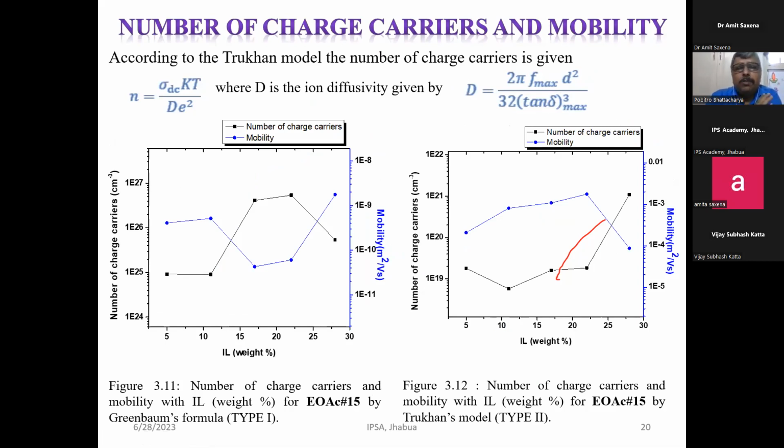The broad difference between Trukhan's model and the Schütt and Gerdes model is that in one case, the number of charge carriers may go beyond the Avogadro's number. This is something which is physically not acceptable, because if the number N is going beyond the Avogadro's number, it effectively means that the charges are even outside the matrix, which is not feasible.